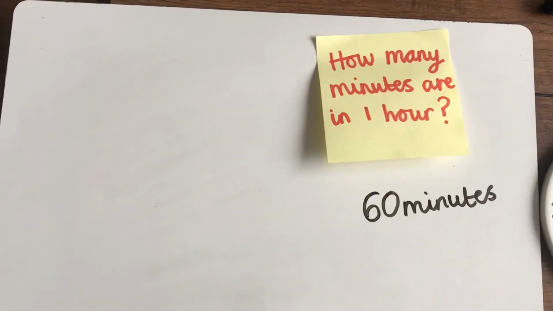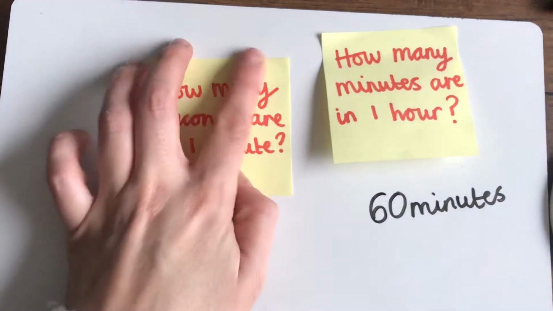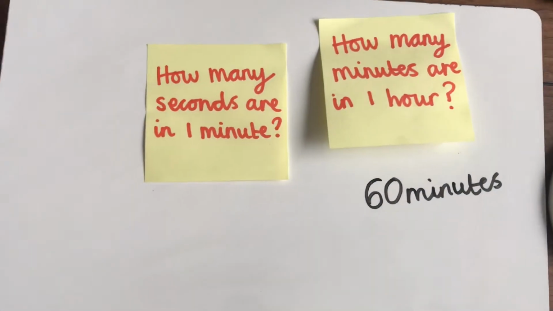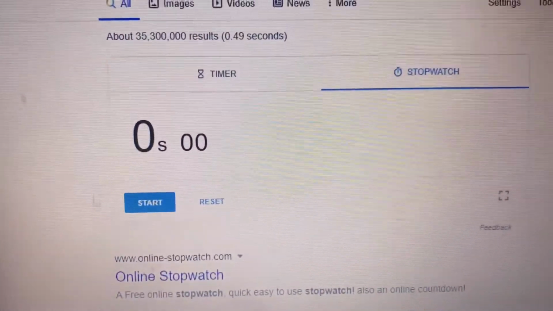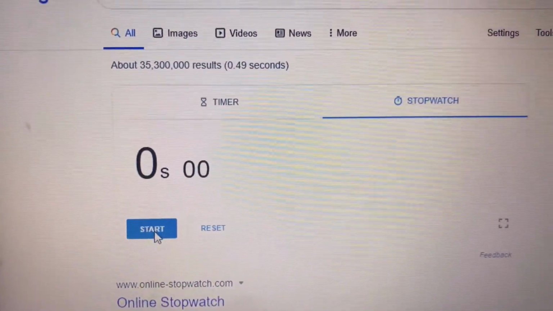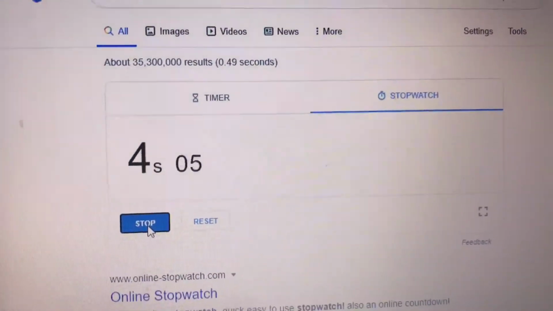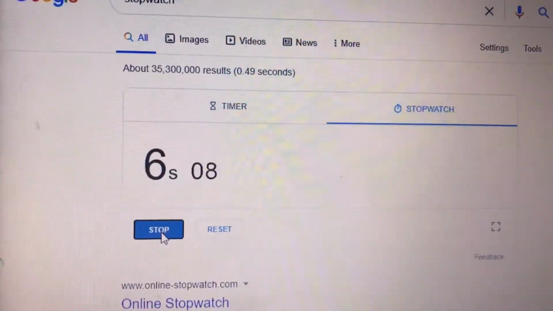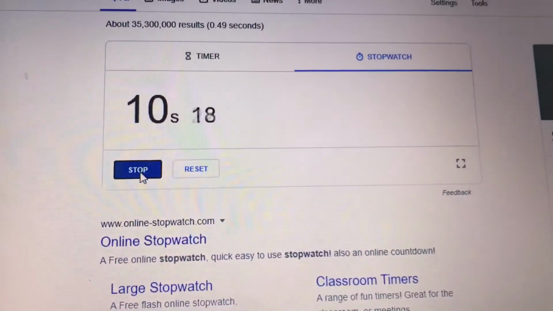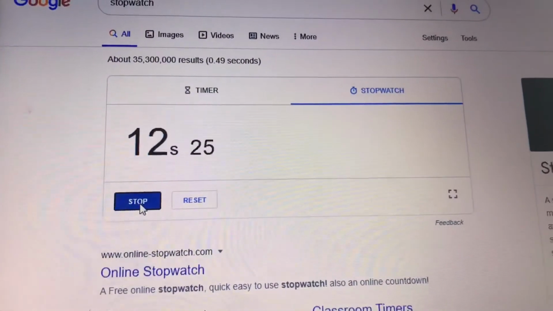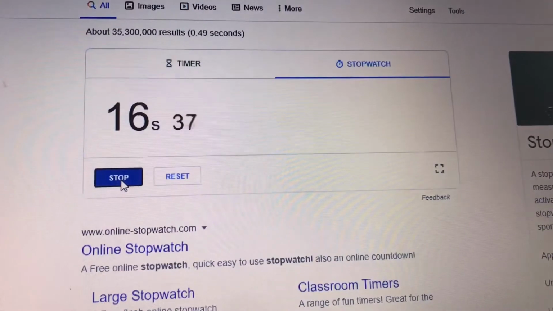If there are 60 minutes in 1 hour, how many seconds are in 1 minute? So I've got a stopwatch here, look. If I press start on my stopwatch, so you can see 1, 2, 3, 4. These are counting up in seconds, so you can see how long a second is. A second is not very long, is it? But how many do we have in 1 whole minute? You might already know, Y3.